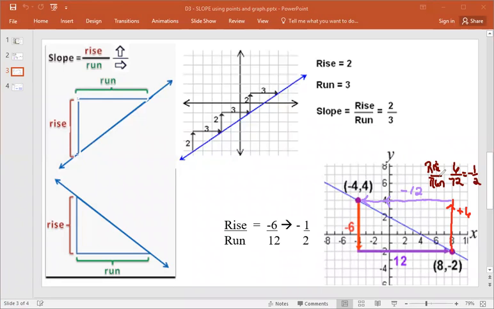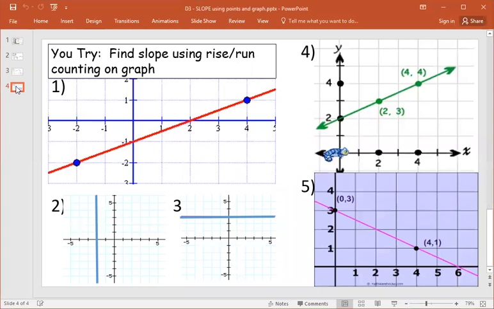So you can see it didn't matter whether I went down to the right or up to the left. You have to count, are you heading in the positive direction or the negative direction? And I know from looking at this graph from left to right, this is going downhill, so I know my answer for slope should be negative. Okay, so let's try a few and see how we do.